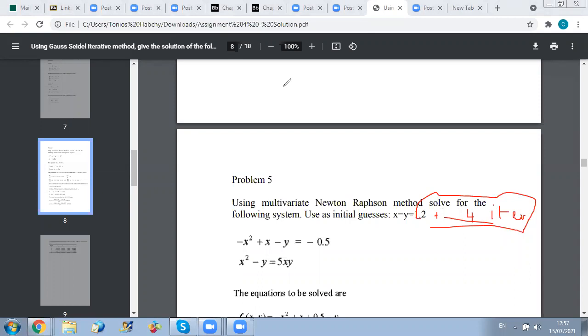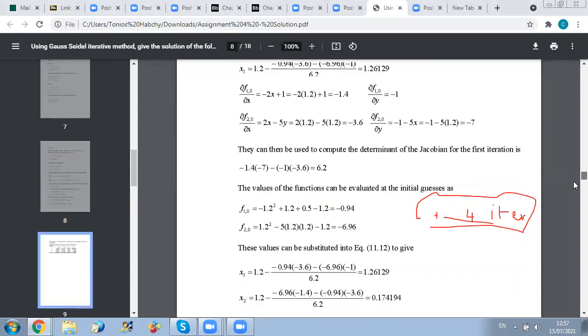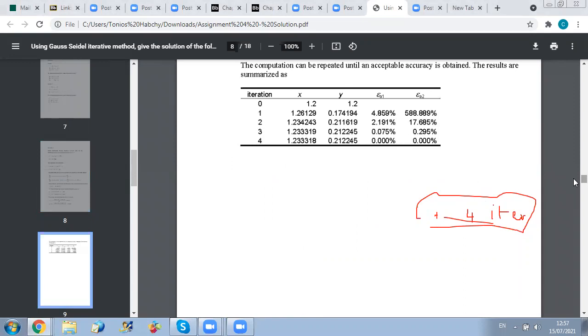Okay, so here we will perform 4 iterations, and the results are summarized in the following table, so you can make sure of your calculations. This is x0, y0, this is x1, y1, etc. You will continue to proceed.